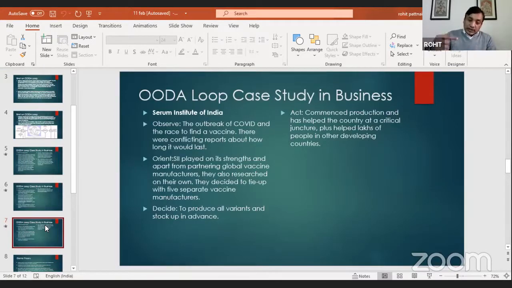And also, the best part is, he produced 5 different variants, despite not knowing. It was a calculated gamble that if 1 out of 5 fails, or if 2 out of 5 fail, you are going to burn hundreds of crores or thousands of crores, because you've already produced vials of vaccine which cannot be sold. But that was a very calculated decision taken.